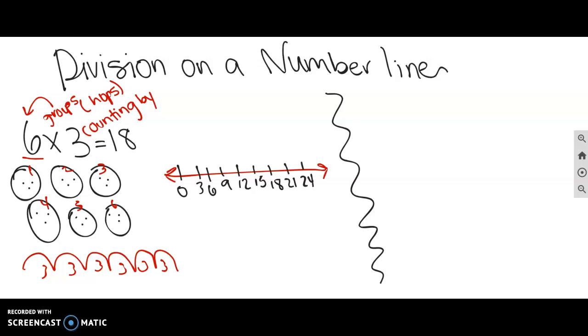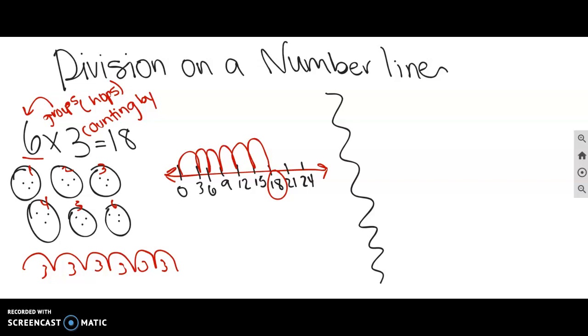So now we can make 6 hops because we know that there are 6 groups. So we're going to start at 0. That's where we start. And we're going to go 1 hop, 2, 3, 4, 5, 6. And what's the number that we land on? 18. So we're pretty confident in multiplying on the number line when given an equation.